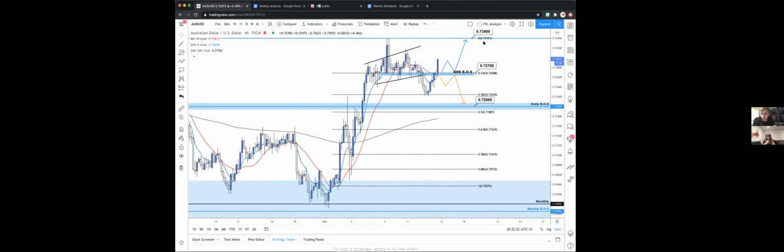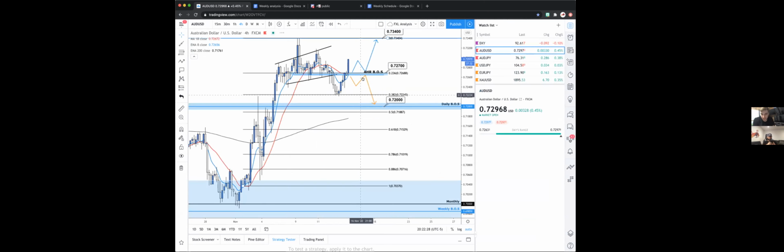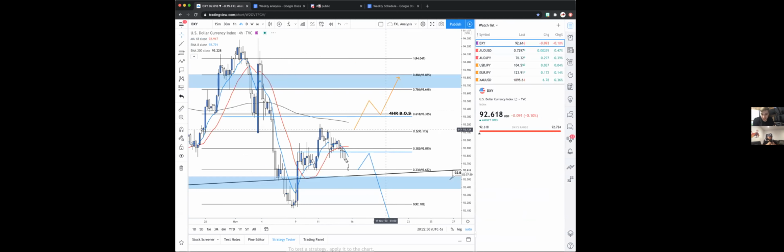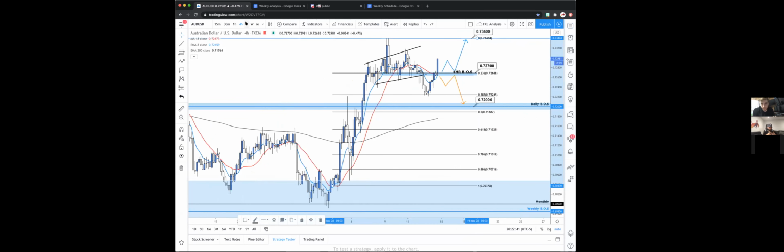So this does line up pretty well with DXY. If DXY finds support here and pulls back, we'll see AU pull back, right? Give us that higher low. And then if DXY continues with this momentum, completes the head and shoulders, goes bearish again, we'll see AU start to take off. And that could be a really nice trade. So looking pretty good on AU, right?